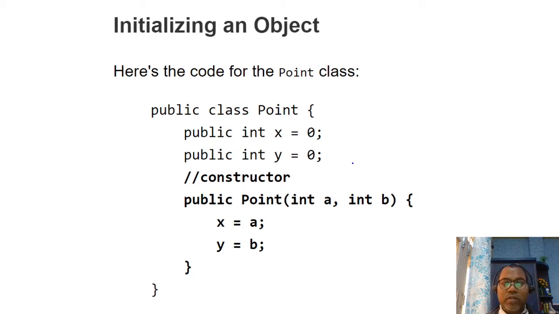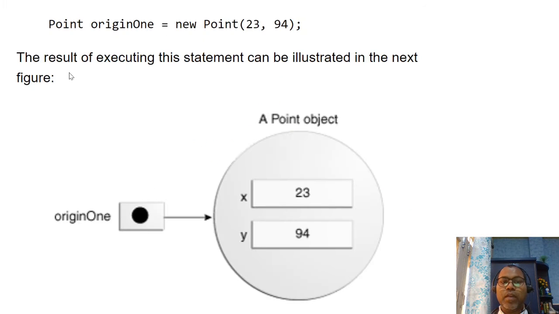So here is your constructor, as I discussed. A constructor has the same name as your class name, and it does not have any return value. So this is a kind of special method. And here, let's say we create a Point object with the new keyword, and this is your two-argument constructor. So what happened? This is your reference variable.